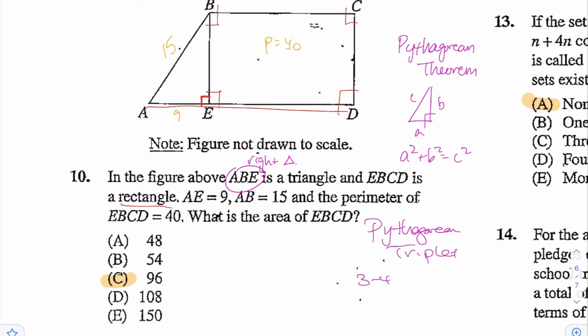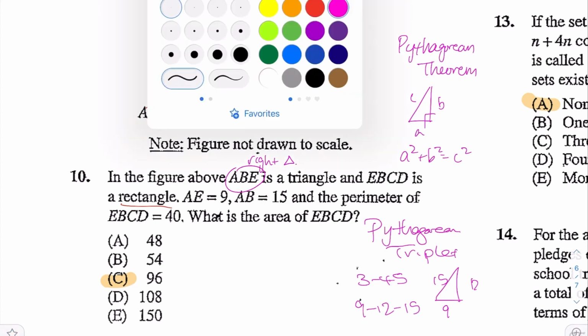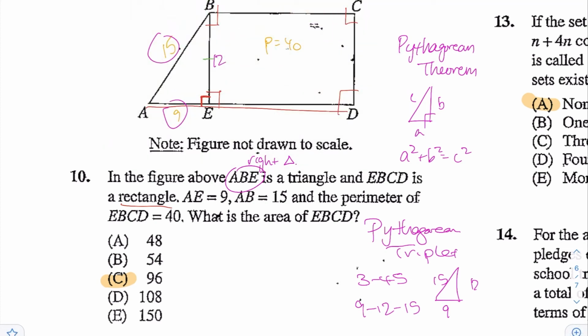This is actually a 3, 4, 5 multiple. If you take a 3, 4, 5 and you multiply everything by 3, you get 9, 12, 15. So the 3 sides will be 9, 12, and 15. You have the 9, you have the 15, the last piece has to be 12. And for rectangles, opposite sides are equal. So BE is equal to CD, they're both equal to 12.